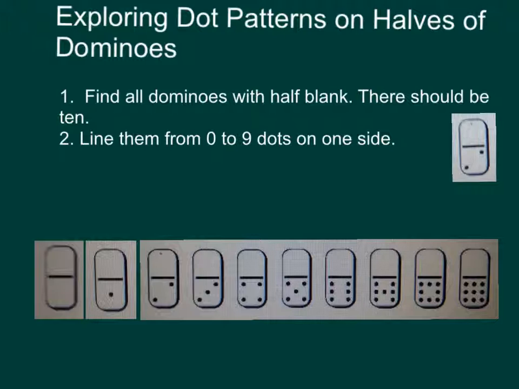Let's check our work. So boys and girls, as we take a look at our work, we continued and we found a domino that has 2 dots and no dots, and then 3 dots, 4 dots, 5 dots, 6 dots, 7 dots, 8 dots, and 9 dots.